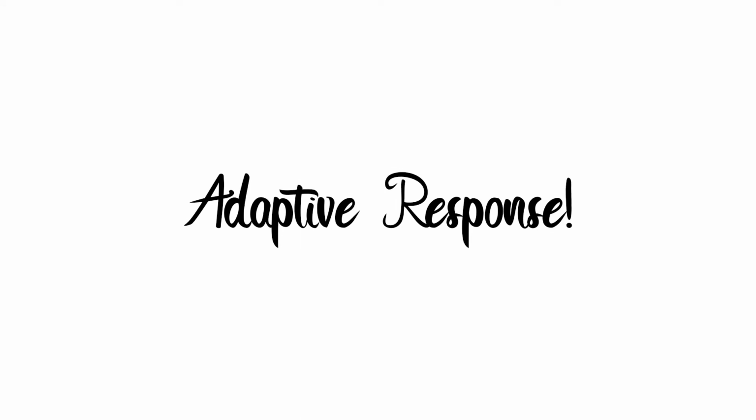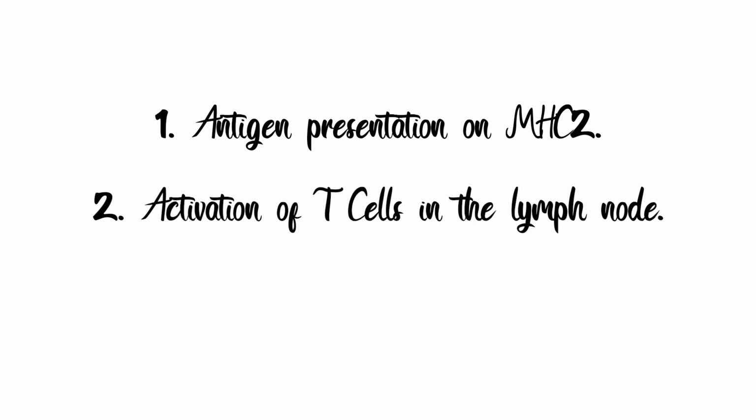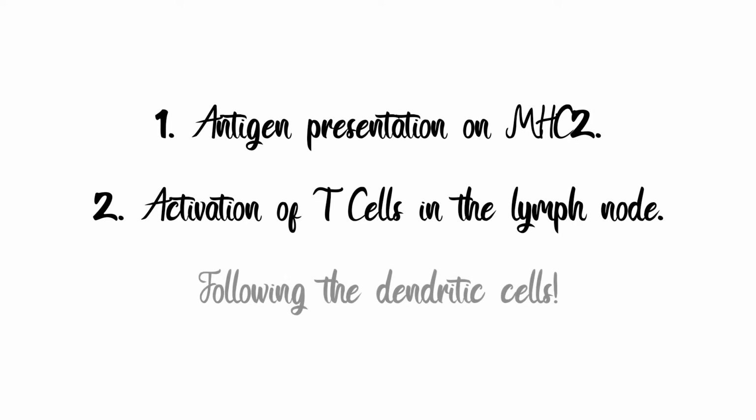So today we're going to be getting into the adaptive response, which is the more specific response to a pathogen, and it's what follows after the innate response to a pathogen. In this video we're mainly going to be looking at the process of antigen presentation on MHC2 and the activation of T cells in the lymph node. We'll mainly be following the action of the dendritic cell. The reasons will become clear further along in the video.